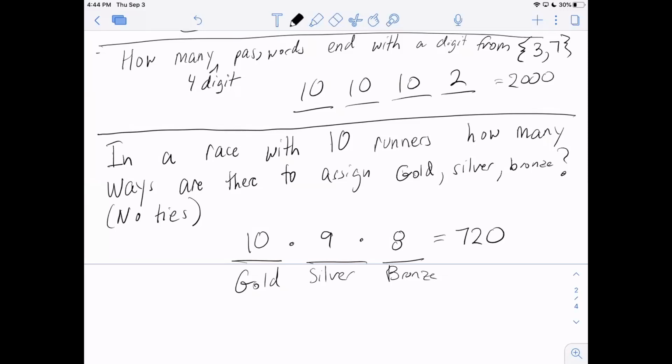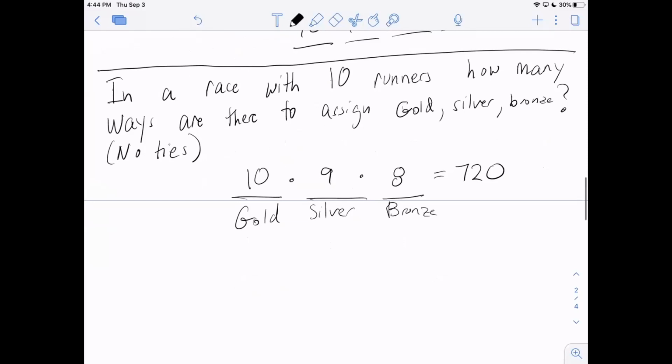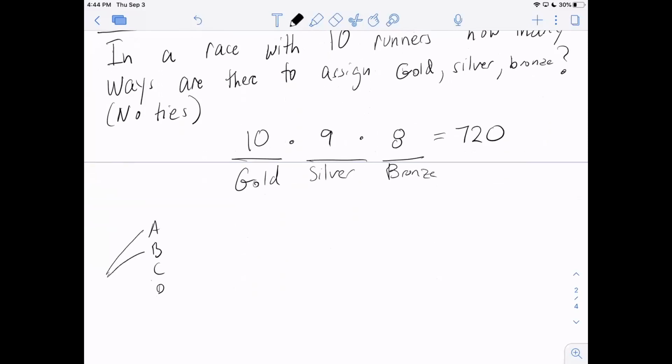Excellent. Awesome. Thanks, Rebecca. Very good. And then do you see the tree diagram here is you have the 10 runners. And so let's say they're Alice, Bob, Cindy, Dan. So for gold, there's 10 different universes that are made based on who got gold.